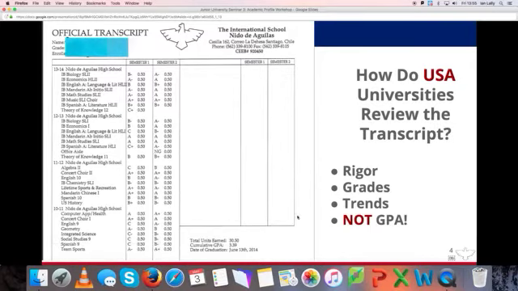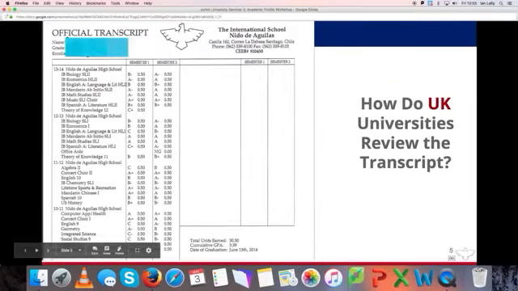A lot of students think that it all comes down to your GPA number. Well, that can give you a little indication about whether or not your fit for the academic profile is right. It largely won't determine whether or not you're in or out of a US university.